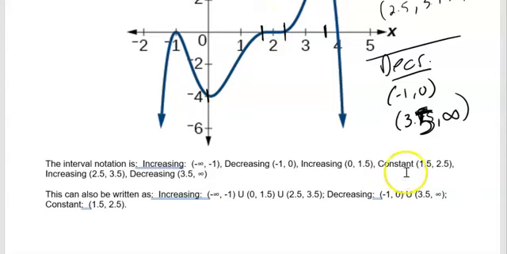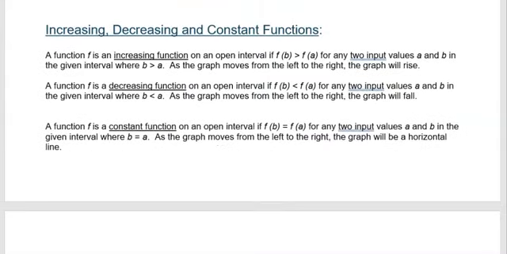Okay, and then constant is 1.5 to 2.5. Okay, so here's an outline of how we would do these, but for the most part, these are your mathematical technical definitions. We don't need these. I included them because that should be included in a good set of a textbook or guided notes.